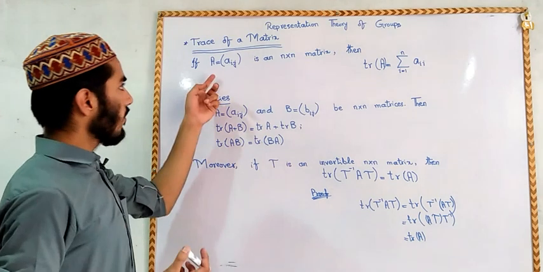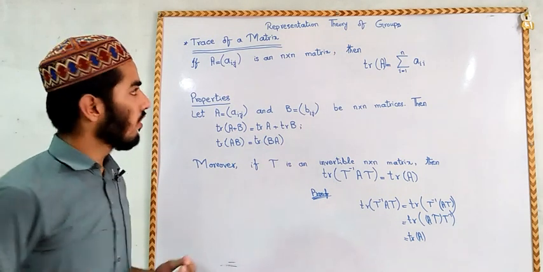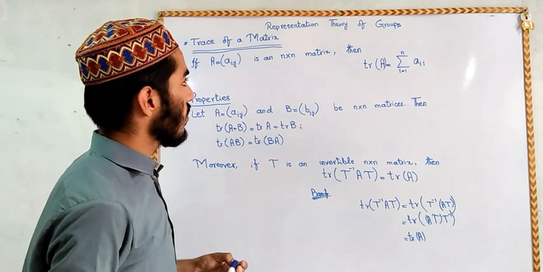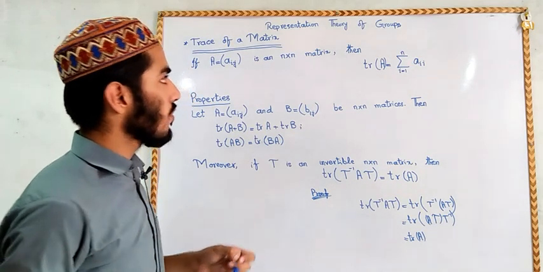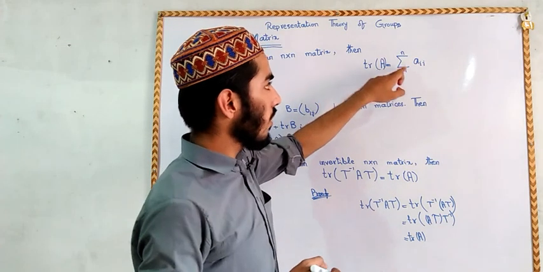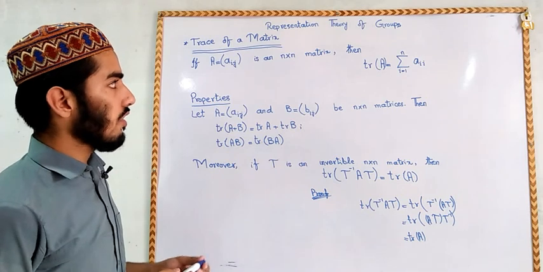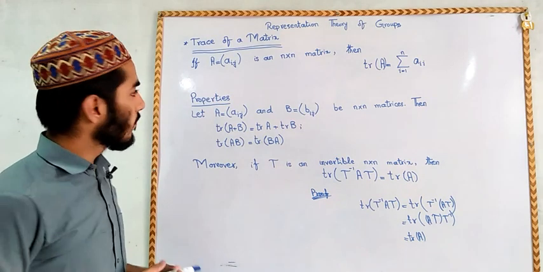Let's suppose we have a matrix A, which is an n cross n matrix. It means it has the same number of rows and columns. Then trace of A is equal to the summation from i equals 1 to n of a_ii, which means the sum of all the diagonal entries of the given matrix A.